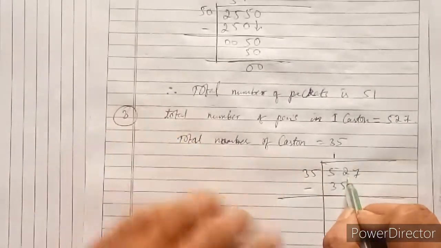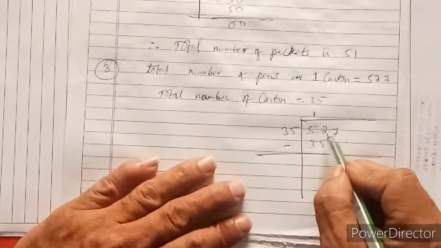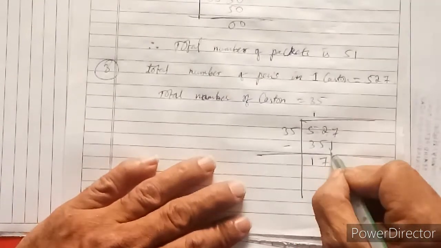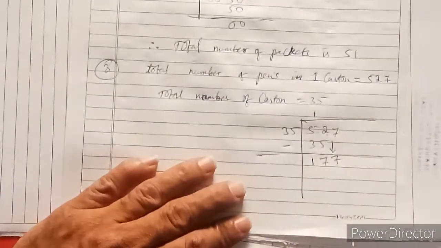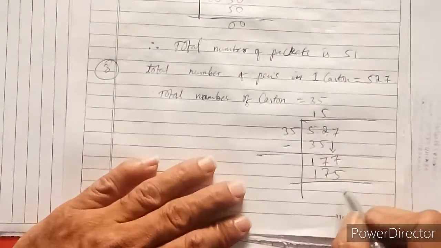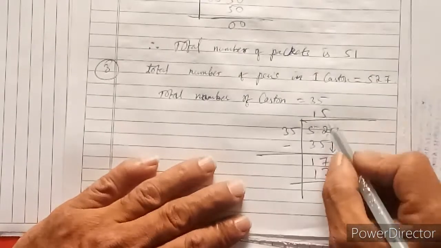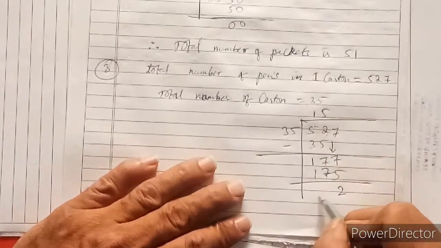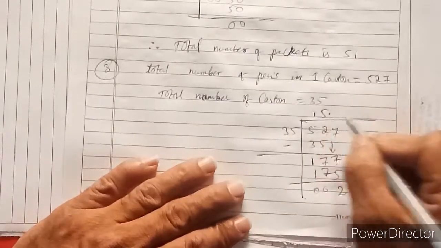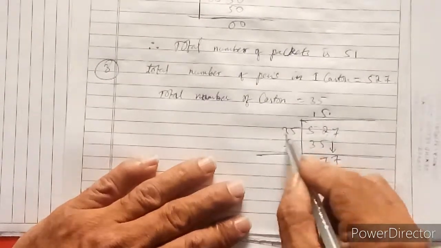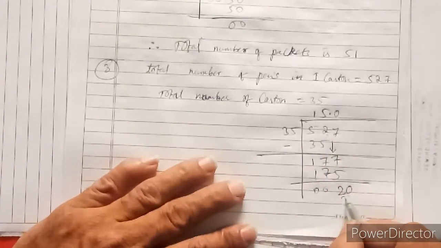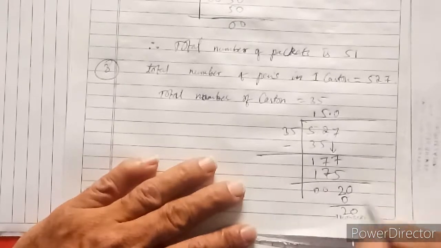12 minus 5. 2 minus 5 will not go, so we have to take one borrow. 12 minus 5 is 7. Then 4 minus 3 is 1. Then 7. 35 5s are 175. What is the value? That is 2. So 7 minus 7 is 0. That is also 0. 2 is there. In 35 it will not come. Put a point and add 0. In the 35 table, 20 will not come. 35 zeros are 0. Then 200. Then we have to add 0 again.